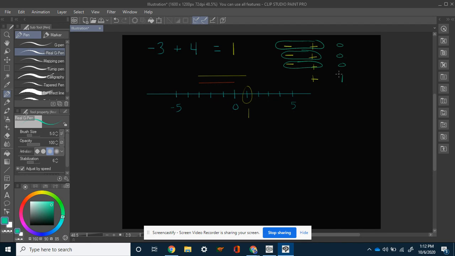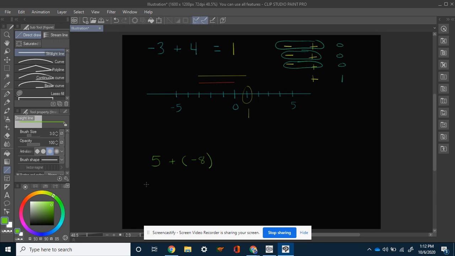All right, well, I think I got a pretty good grasp of this, but let's try one more. Let's see what happens if we use some different numbers. And right now the smaller number was negative. All right, let's say the bigger number is negative. So let's put 5 plus, let's do negative 8. 5 plus negative 8. All right, so we're going to create our number line.